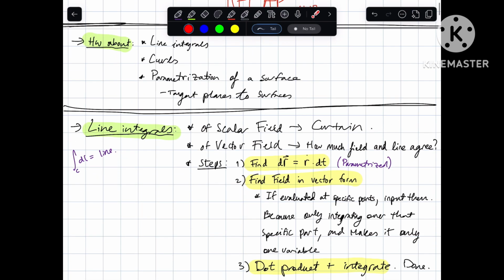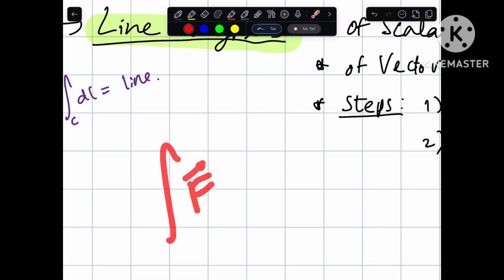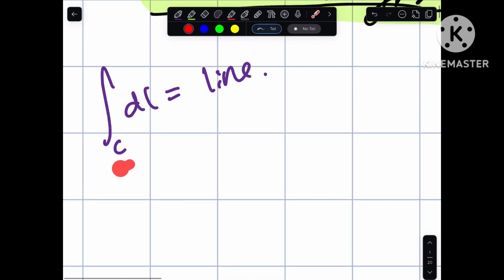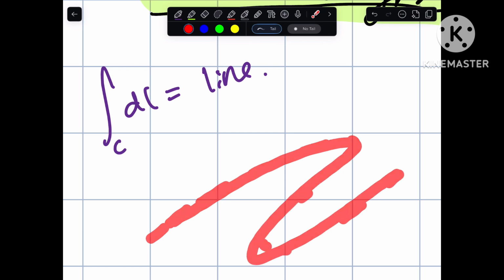So, line integrals. We saw that a line integral looked like this in the last homework, times dr or dl or whatever. For example, this is the most basic line integral. It's essentially just adding up little weighted bits of a line and then adding them all up together and getting the line.